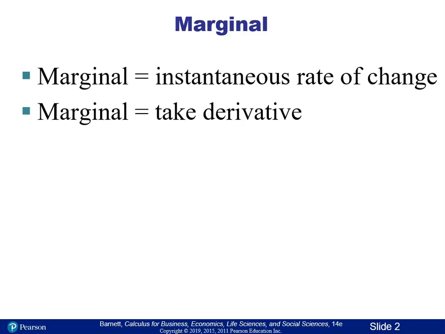So when we talk about marginal cost, that's the instantaneous rate of change of the cost. And if we do marginal profit, that's the instantaneous rate of change of the profit. Or in other words, how is the profit changing at a particular point in time? So anytime you see the word marginal, take the derivative. Whatever marginal is in front of, that's what you're going to take the derivative of.